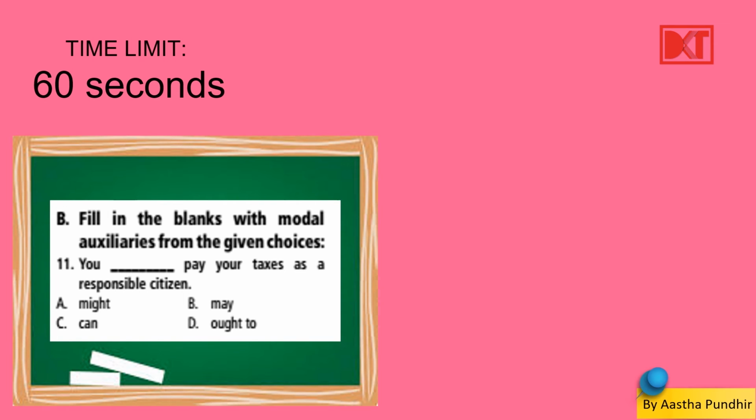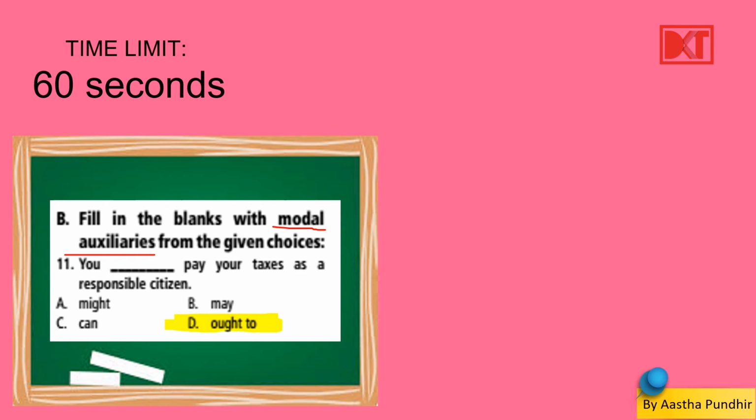Alright, so now we have the next category. This one says fill in the blanks with modal auxiliaries from the given choices. The question says, you dash pay your taxes as a responsible citizen. Might, may, can, ought to. Here the correct answer is D, ought to.